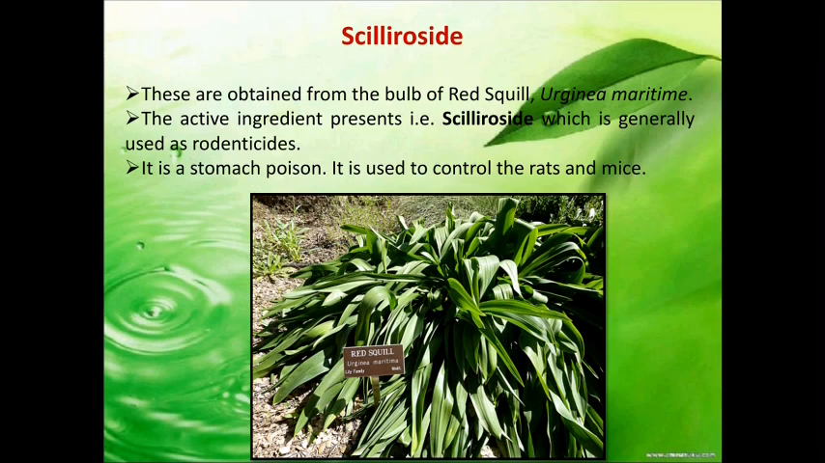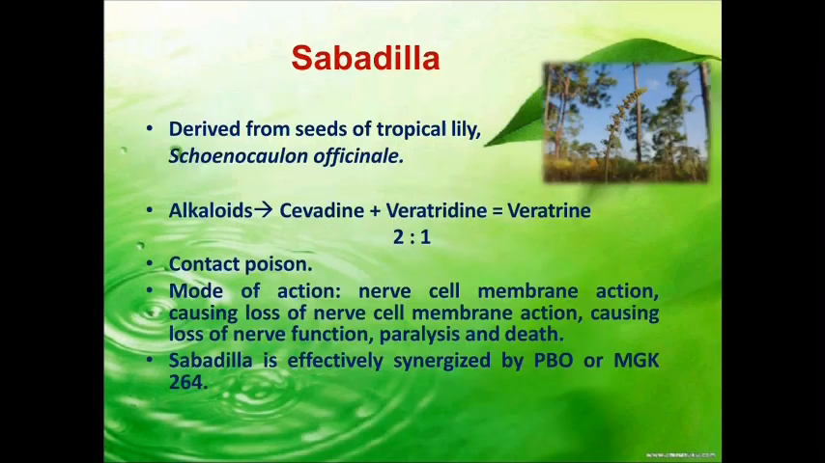Then scillirosides. These are obtained from the bulbs of red squill, Urginea maritima. The active ingredient present in the scillirosides is generally used as a rodenticide, and it is a stomach poison and controls rats and mice. In this picture, you can see the red squill plant.